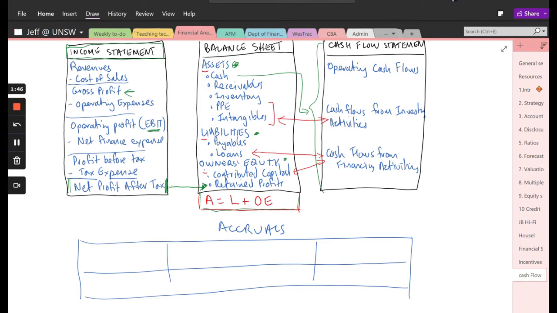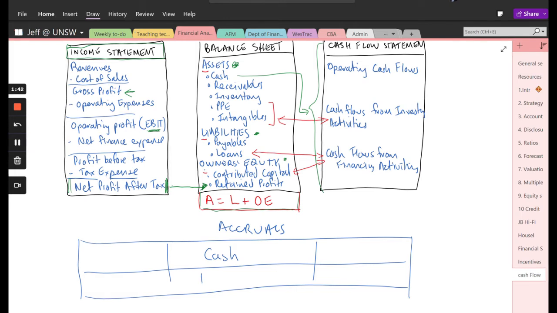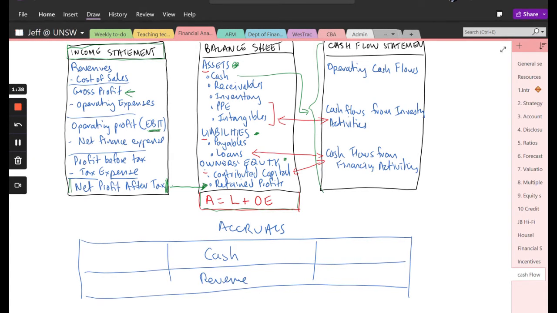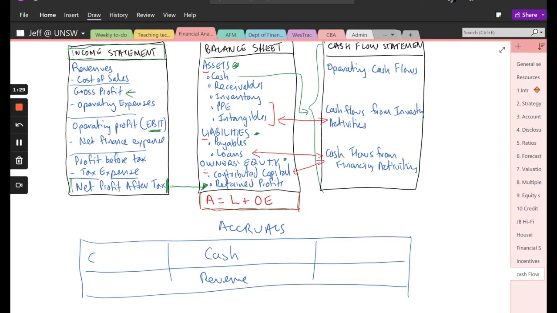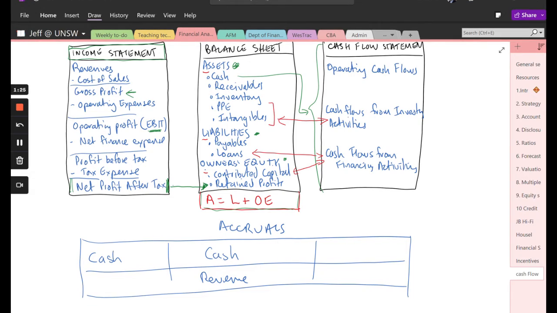Standard retail operation, we can receive cash in the same time period as we recognize revenue. A customer comes in, buys something, pays us. So cash is received at the same time as the revenue. In some cases, cash is received before the revenue.